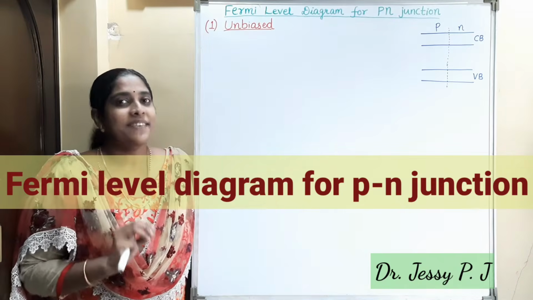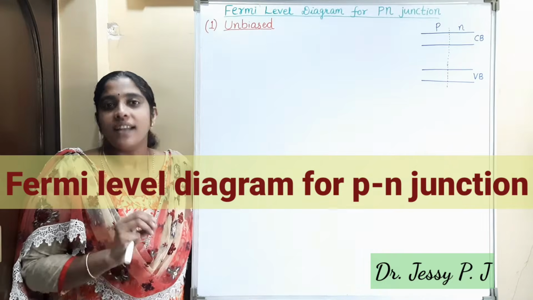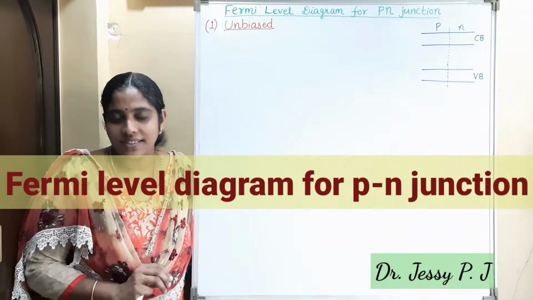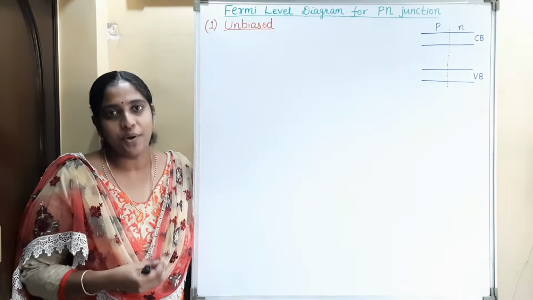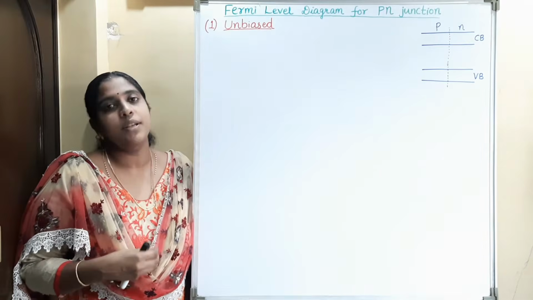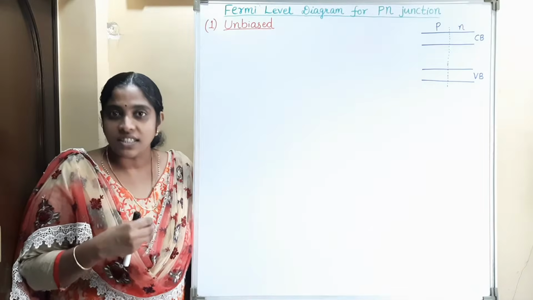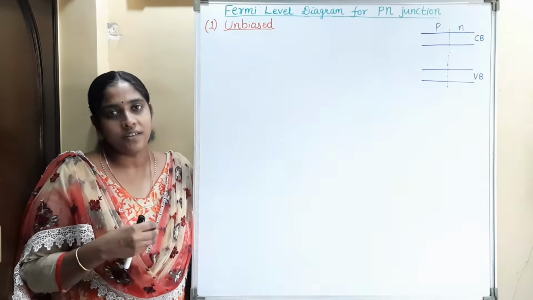Hi all, today we can see the Fermi level diagram for PN junction. In the last videos we have seen the Fermi level diagram in intrinsic semiconductors, extrinsic semiconductors and the effect of temperature and impurity on the Fermi level. Now in PN junction diode, where will be the position of Fermi level? So here we can consider it in three cases: for unbiased diode, forward biased and a reverse bias.